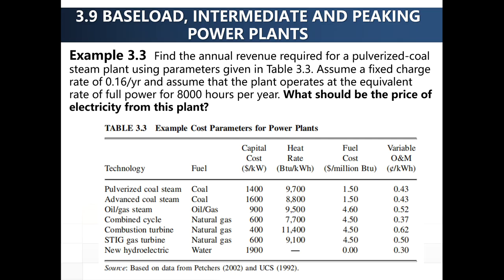So from this table, we can see that for the pulverized coal steam power plant, the capital cost is 1,400, the heat rate is 9,700, the fuel cost is $1.5 per million BTU, and the variable operation and maintenance cost is 0.43 cents per kilowatt hour.